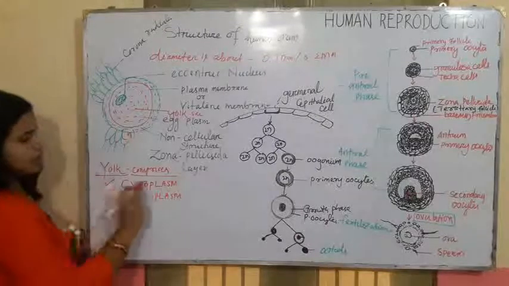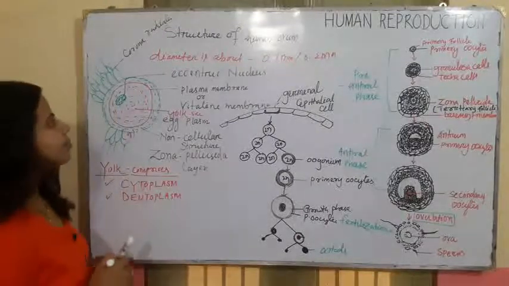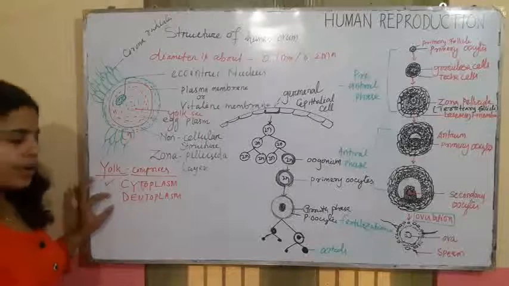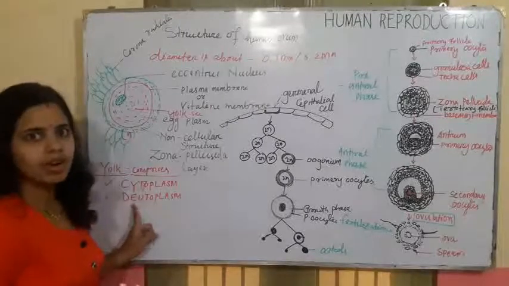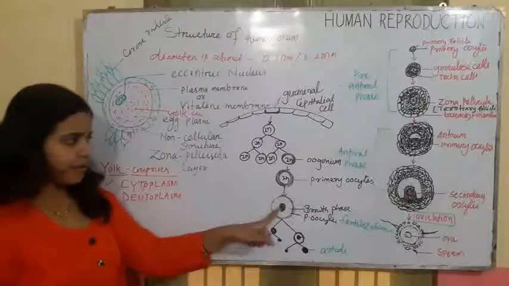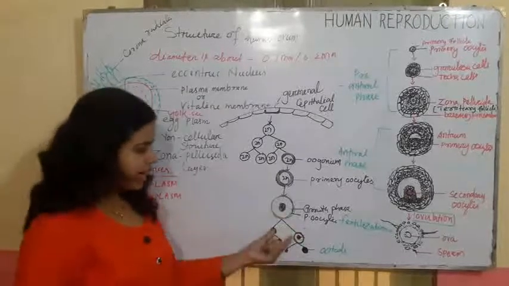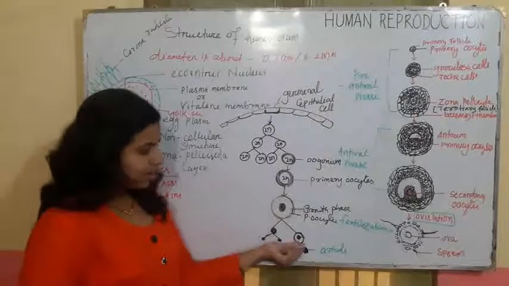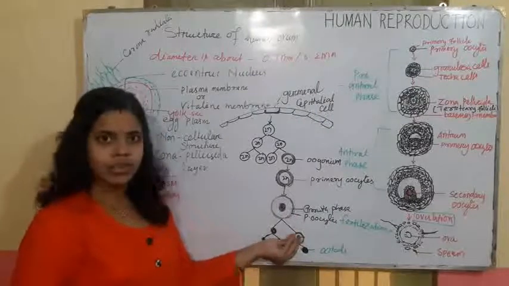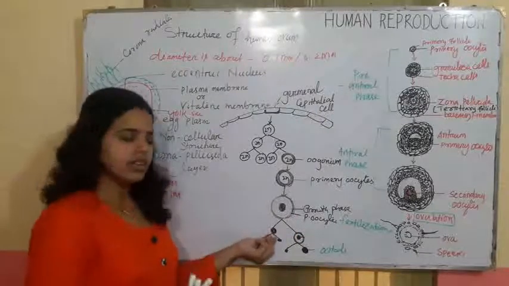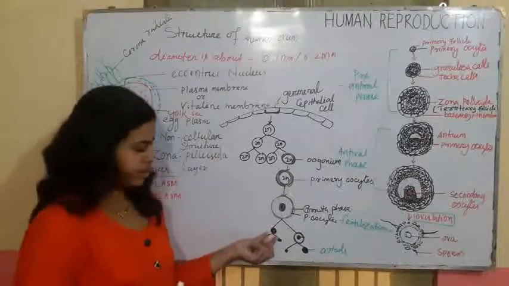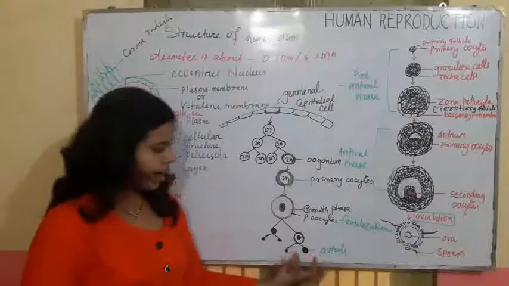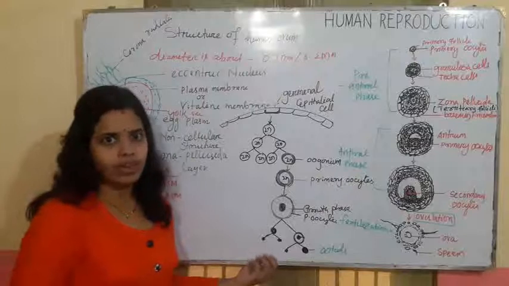Deutoplasm. Yolk, which is present inside the egg cell, consists of two parts, cytoplasm and deutoplasm. Cytoplasm means what? As we also discussed here, the primary oocyte divides into two, the first meiotic division occurs. Most of the cell organelles go to the secondary oocyte, very few are in the first polar body. After that, again unequal distribution of the cytoplasm takes place, so that one large ovum can form and very small polar bodies can be formed.